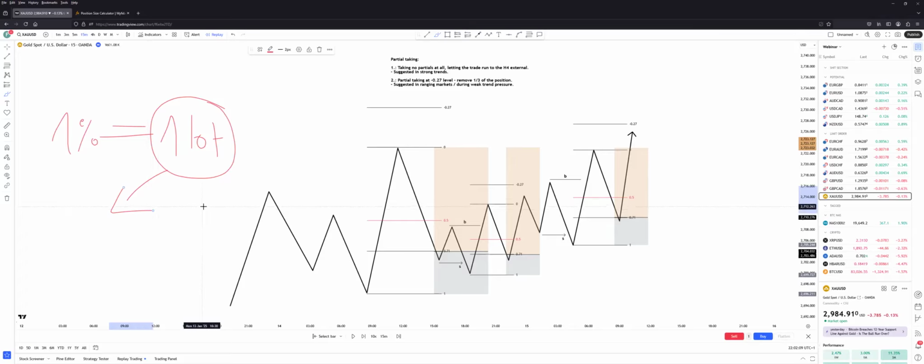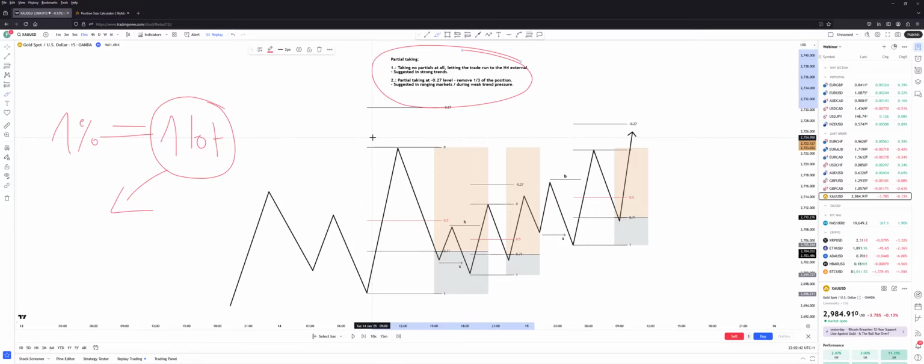Okay, so let's assume that you are taking partials. We have two options for partial taking, and I wrote them down here. I gave you two options because what works for one individual will not work for another. Every person, every mentality, every emotional side differs from each other. Therefore, I'm giving you some options of what you can do in the market conditions listed right here.